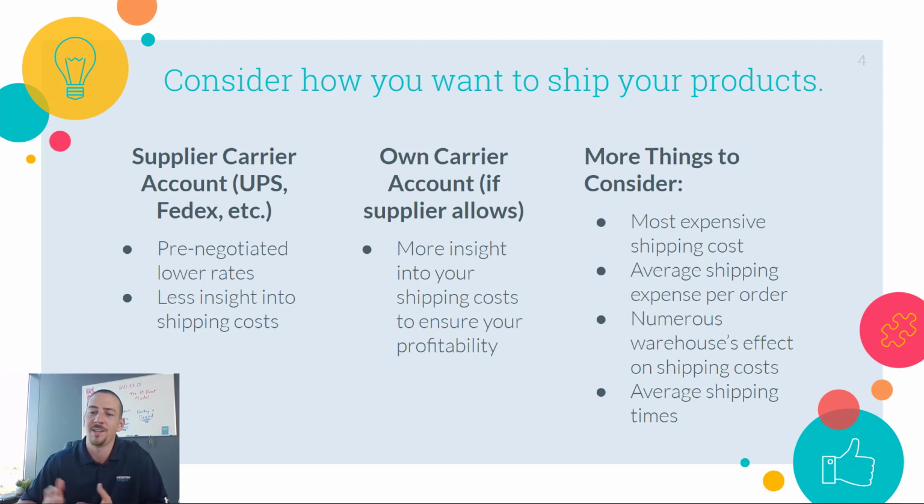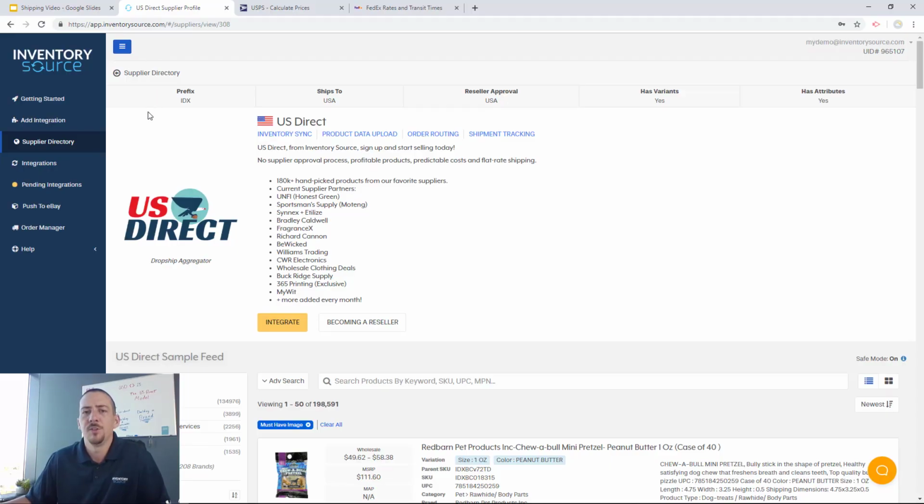And there's a bunch of different ways to jump in and research shipping. I'm going to jump out real quick and show you guys a few examples. So I took you into the Supplier Directory, and I actually selected US Direct. US Direct is our sister department. You've seen other videos. It's a dropship aggregator where we have accounts with all of these suppliers listed right here.